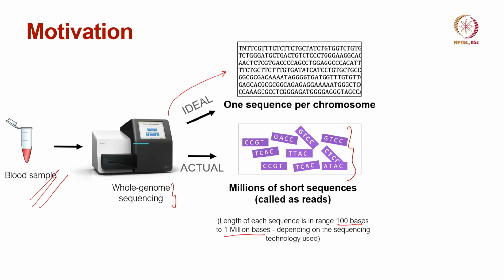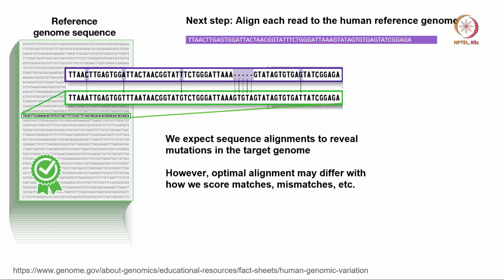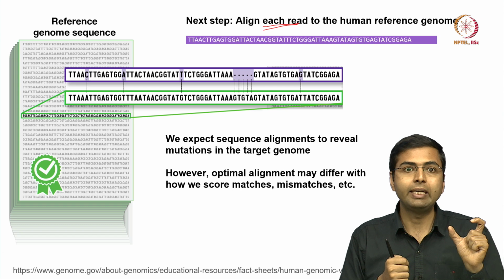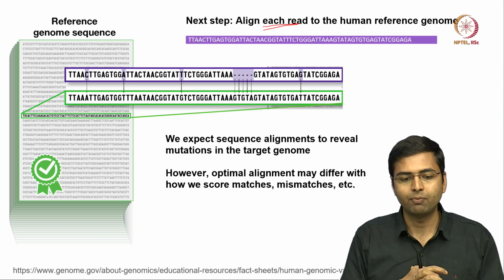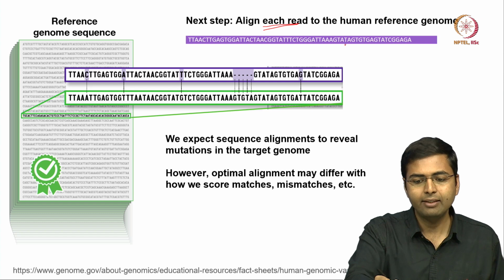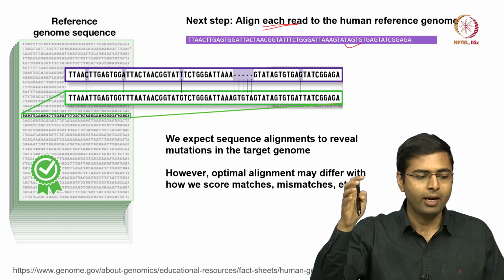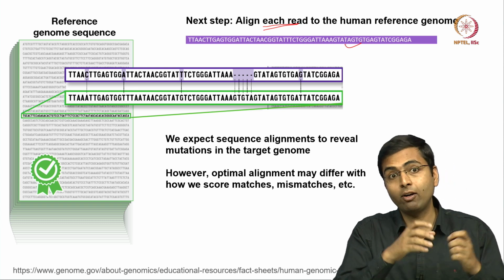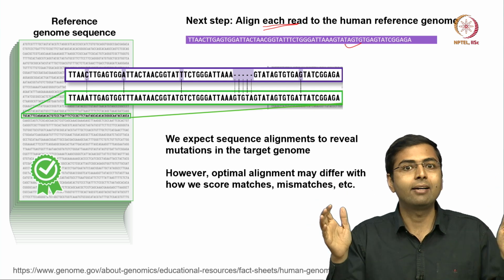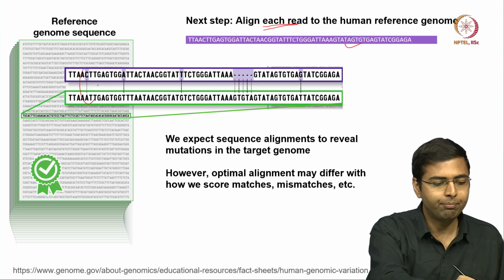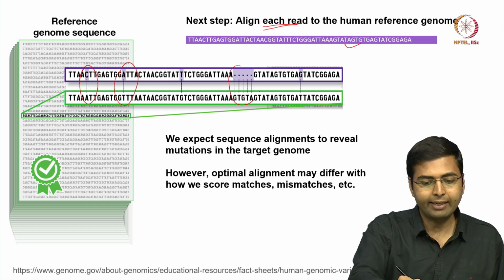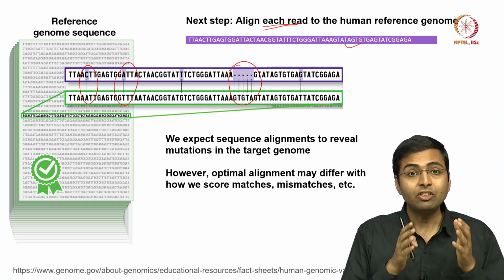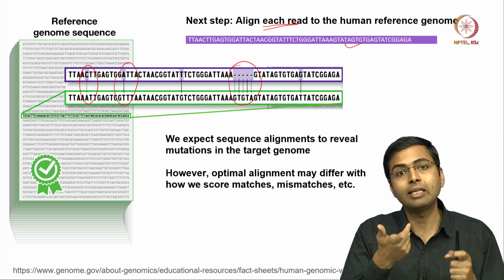Now, one way to analyze what mutations might be there in the target genome would be to take each read that was given by the sequencing instrument and align it to a reference genome. For example, we can take this read and align it to the complete reference genome, and there the alignment will reveal some differences. We may not get an exact 100% match of the entire read. We may see in the alignment that there are some mismatches and maybe some space characters occurring in the alignment.